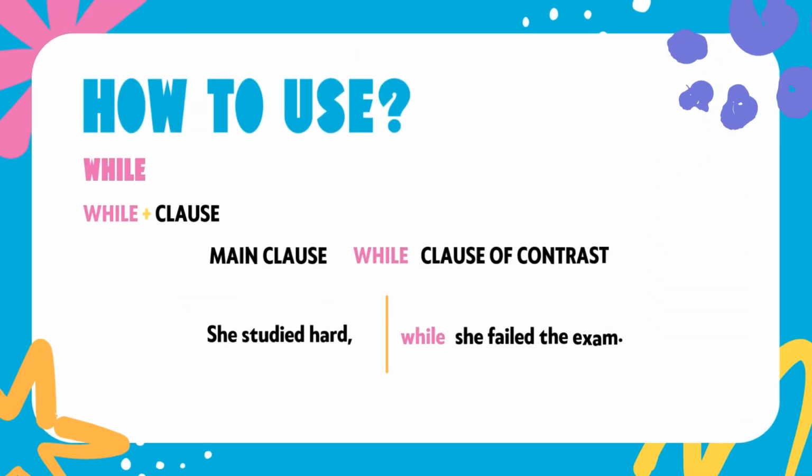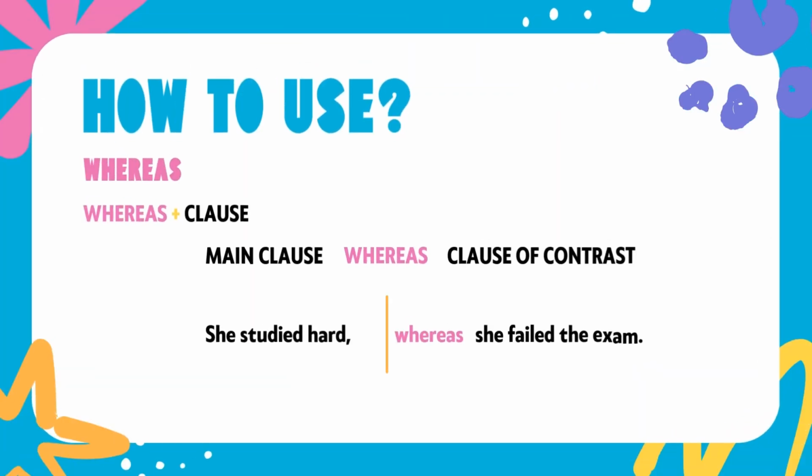While, we use while with a clause. We use while in the middle of the sentence before the clause of contrast. Whereas, we use whereas with the clause. She studied hard, whereas she failed the exam. It is the same as with while.